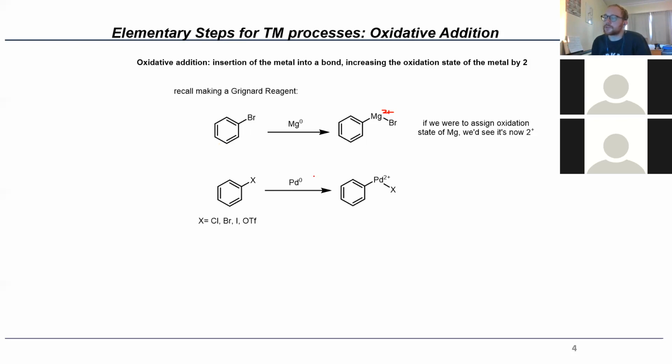And so the way this often looks is that palladium 0 can insert into an aryl halide bond to make a palladium 2 species. Aryl halides here are chloride, bromide, iodide, or a pseudohalide such as a triflate. Fluoride is not very good for oxidative addition.